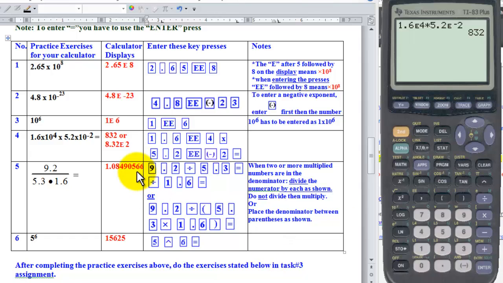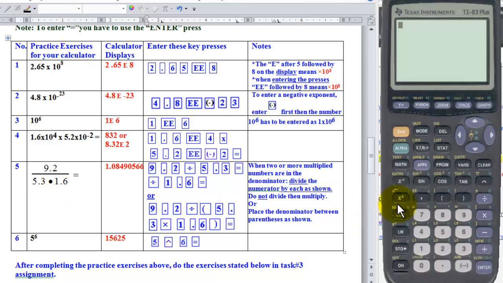You can see here the third column represents the answer or the output of the operation. 832, which is equivalent to 8.32 times 10 to the power 2, and you can write it in either. Okay, now number 5 is very important because many errors take place when you have a mathematical operation in the denominator. So you can see here you have 9.2 divided by 5.3 times 1.6.